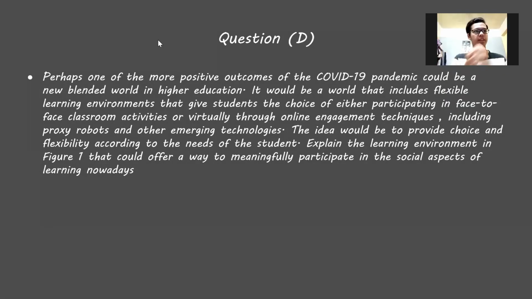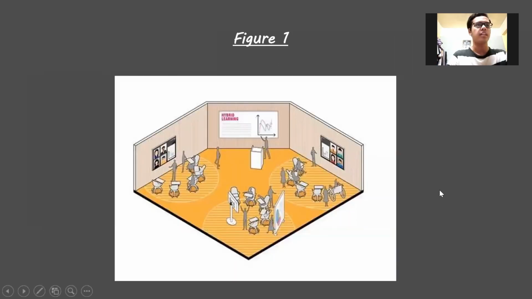Okay, for question D, perhaps one of the more positive outcomes of the COVID-19 pandemic could be a new blended world in higher education. It would be a world that includes flexible learning environments that give students the choice of either participating in face-to-face classroom activities or virtually through online engagement techniques, including proxy robots and other emerging technologies. The idea would be to provide choice and flexibility according to the needs of the student. Explain the learning environment in figure 1 that could offer a way to meaningfully participate in the social aspects of learning nowadays. Okay, this is figure 1.